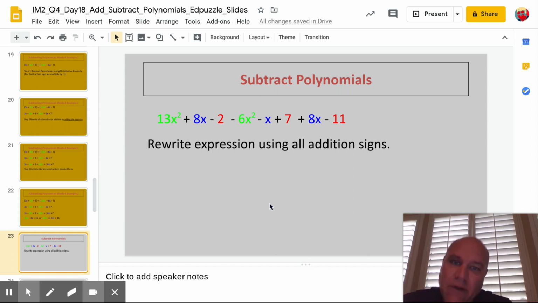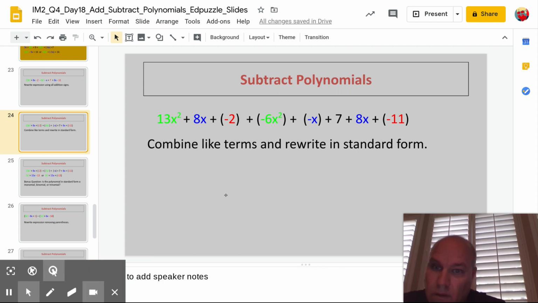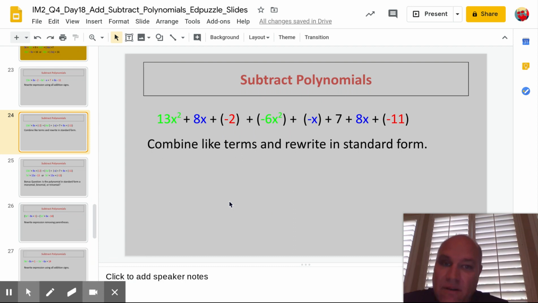I would like you to rewrite this expression using all addition signs. In other words, replace all the subtraction signs with addition. So now we have 13x squared plus 8x plus negative 2 plus negative 6x squared plus negative 1x plus 7 plus 8x plus negative 11. So now we have an addition problem. We've turned our subtraction into addition. Now I'd like you to combine your like terms and rewrite it in standard form.